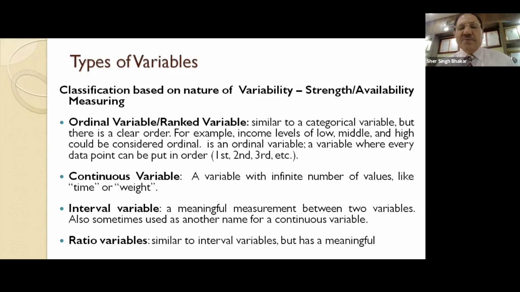And between 1 and 2 is 1, 2 and 3 is 1. So the difference is constant for one person between all the values, and for different people between two values. Therefore, it will be considered as an interval variable, though some authors or some statisticians say that it is also not a pure interval scale.